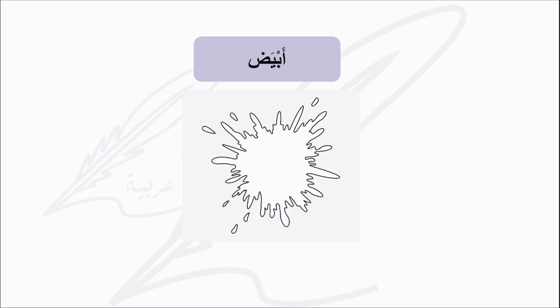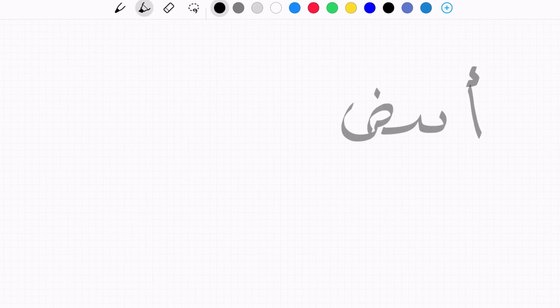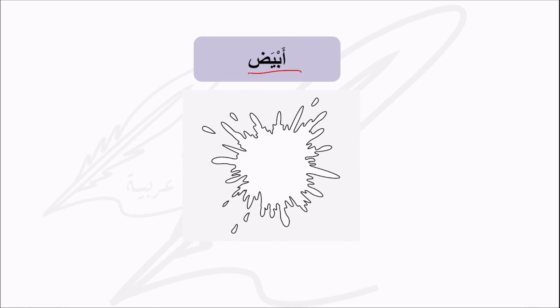So the first color of today is أبيض. And that is white. Let's write it together. ألف باء ياء ضاد. أبيض. Okay? Good job.